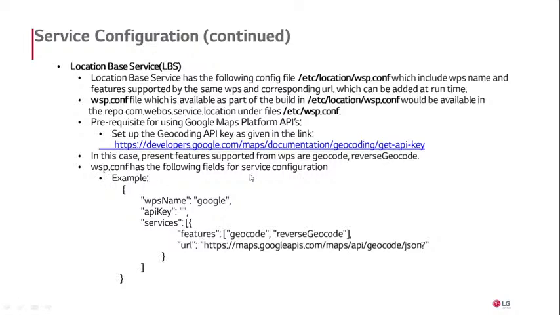wsp.conf has the following fields for service configuration. Here is an example of the config file for wsp.conf, in which the WSP name is Google, which we are not going to use, it is just a representation of the service which we are going to use. The API key is blank, which we have to generate and update here before using the service. And the features supported as of now are geocode and reverse geocode. This is the URL for using those APIs.